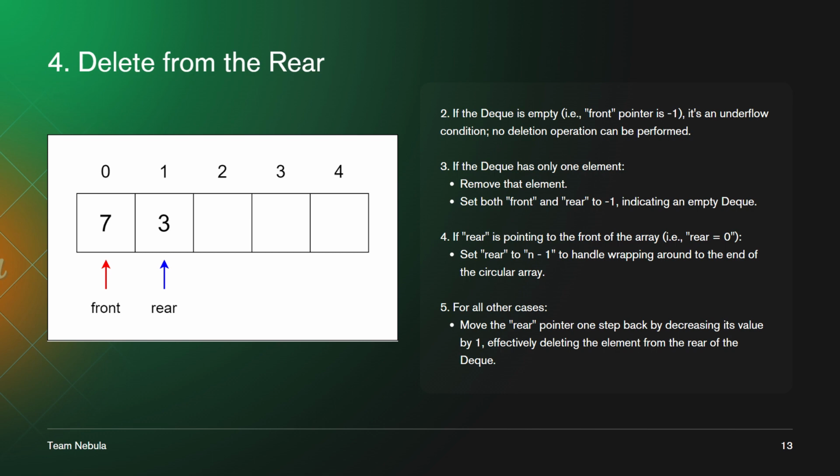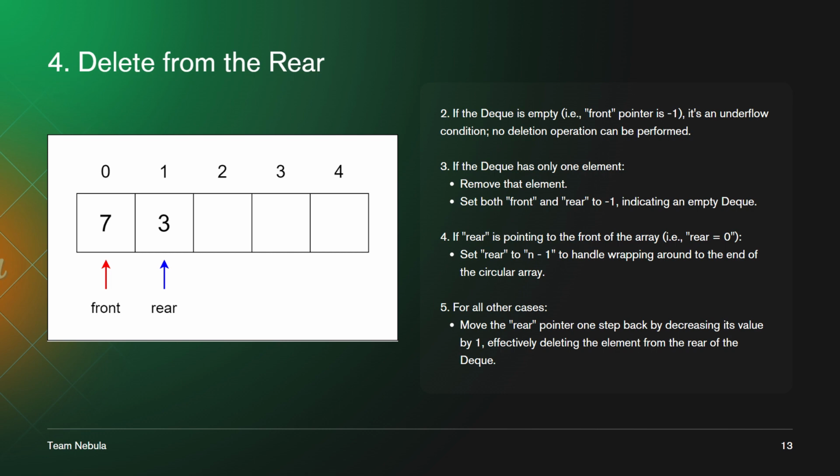If the dequeue has only one element, which means front and rear both point to the same element, we remove that element from the dequeue. So after deletion, we set both front and rear to -1, indicating that the dequeue is now empty.